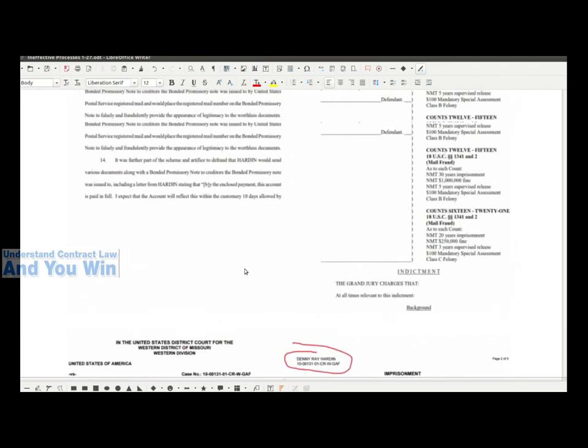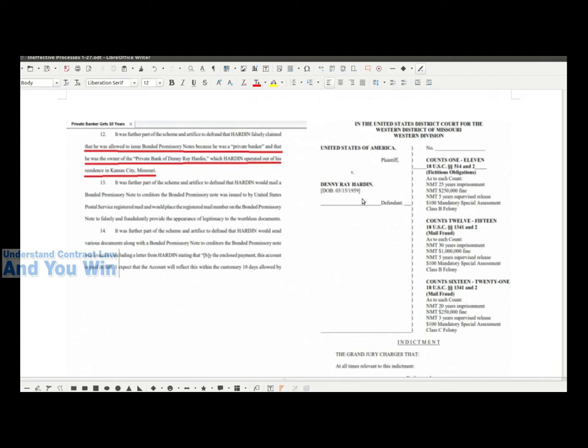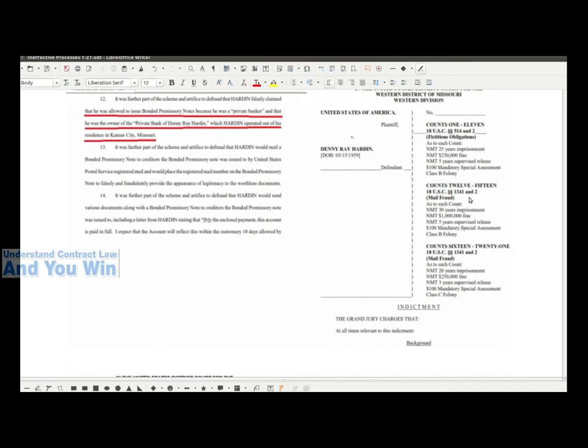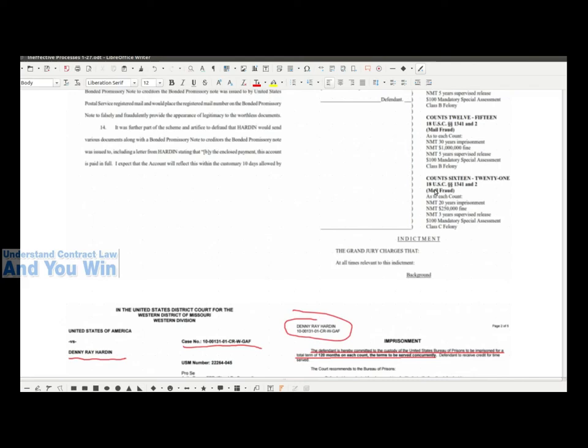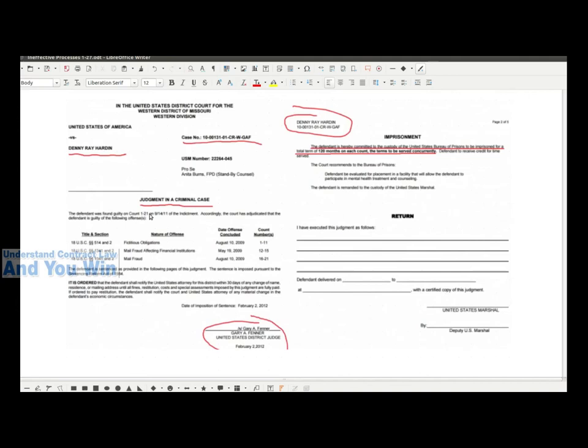United States of America versus his name. 11 counts of violating 18 U.S.C. subsection 514 and 2, fictitious obligations, counts 12 through 15, Title 18, Criminal Code of the United States, sections 1341 and 2, mail fraud, and counts 16 to 21. So a 21 count indictment, judgment in a criminal case, count numbers 1 through 21, convicted, signed by the judge.